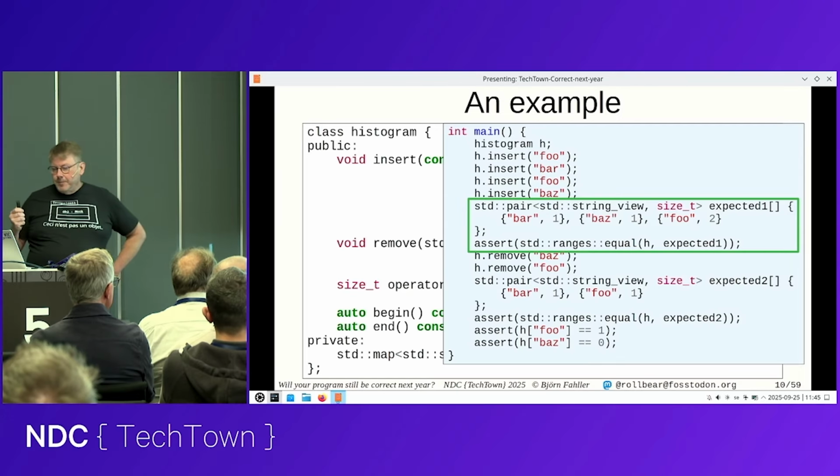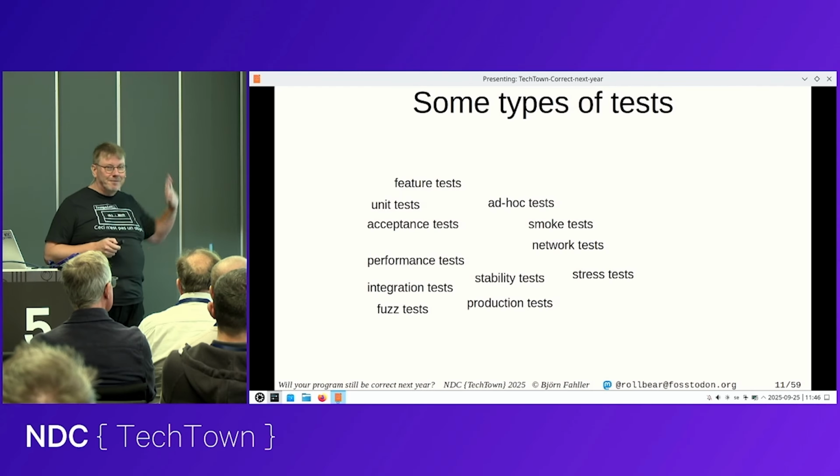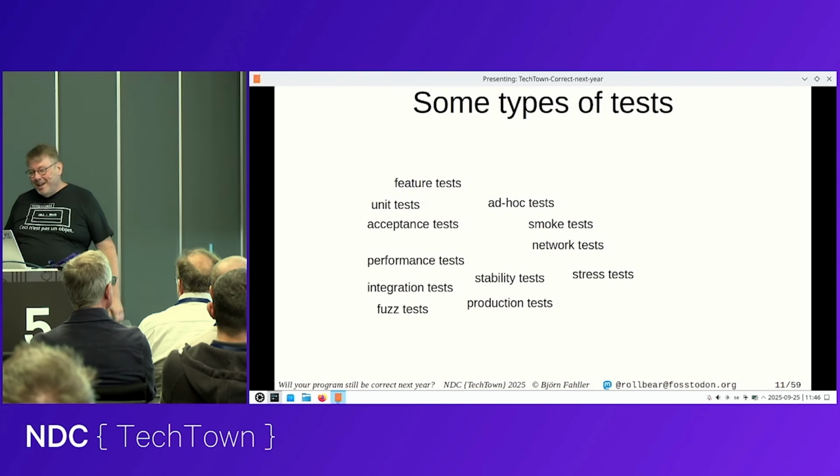So let's look at a few types of tests. There are many tests. This is just something that I wrote off the top of my head without thinking too much about it. Like unit tests, stability tests, stress tests, fuzz tests, acceptance tests, etc. There are many more. And of course, depending on where you work, you have different names for the same things. That's the way it is. But we can look at some of the types of tests and what they're for.